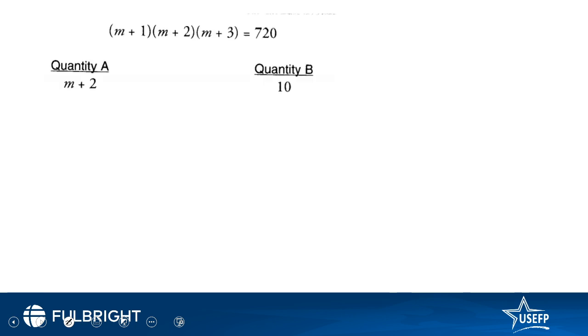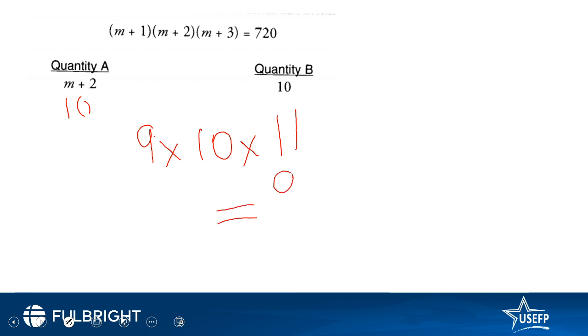Next question. M plus 1 into M plus 2 into M plus 3 equals 720. Quantity A is M plus 2, quantity B is 10. Let's say M plus 2 is 10. If we solve the above, it would be 9 into 10 into 11, so the answer would come out to be 990. So this thing is equal to 990.